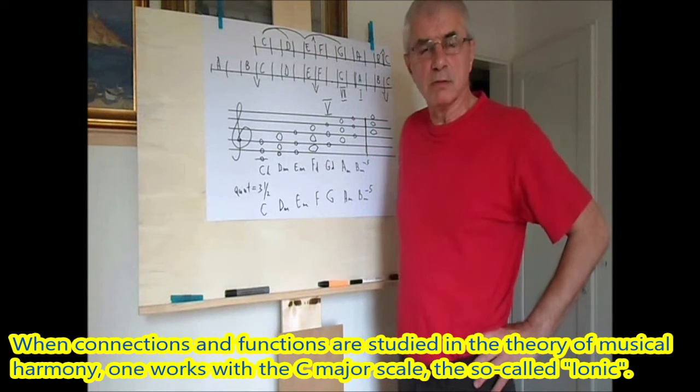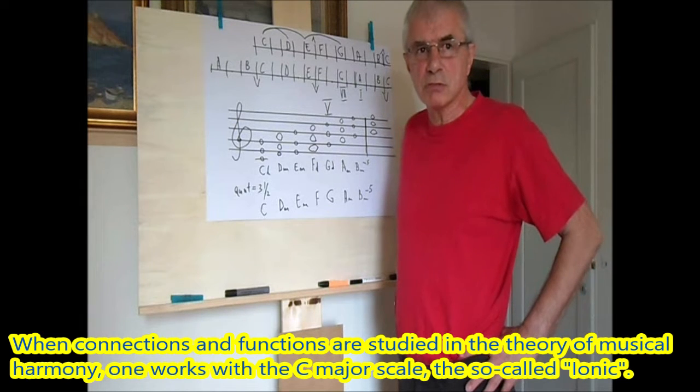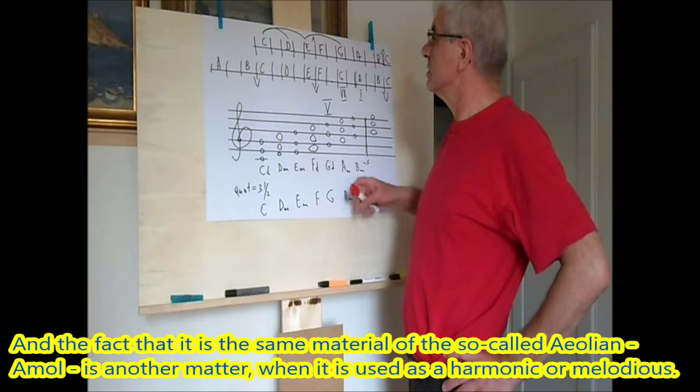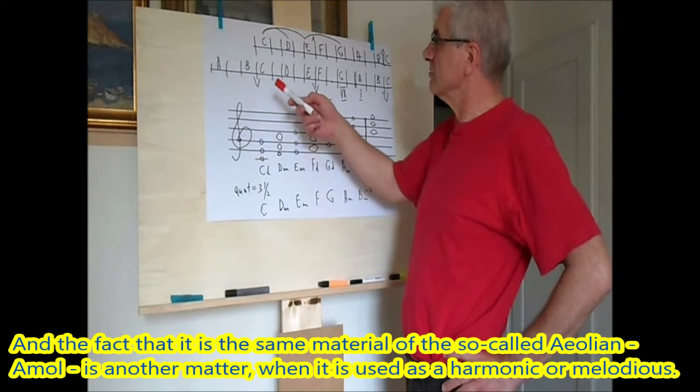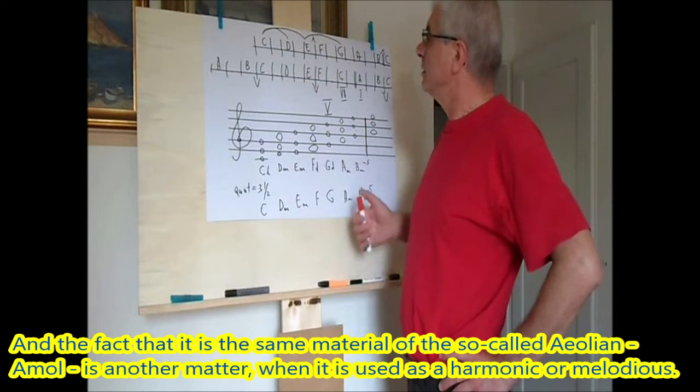When connections and functions are studied in the theory of musical harmony, one works with the C major scale, the so-called Ionian. And the fact that it is the same material as the so-called Aeolian, A minor, is another matter when it is used as harmonic or melodic.